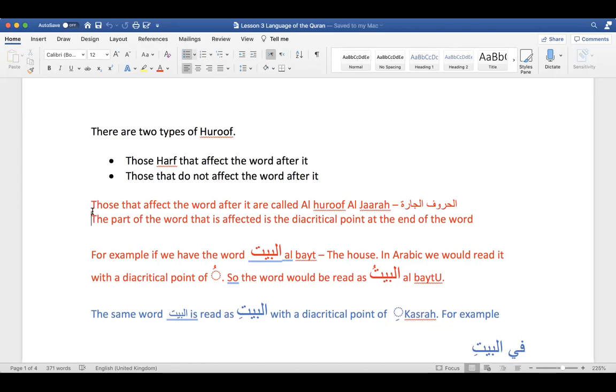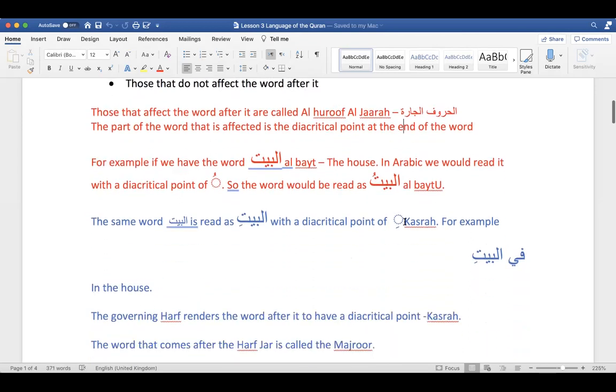I'll just read the red part here. Those that affect the word after it are called al-huruful jarrah. These are specific huruf. Whatever comes after these huruf, they change that word after it in terms of the haraka it has at the end of the word. So the last letter, what haraka it has, that's what it affects. The part of the word that is affected is the diacritical point at the end of the word.